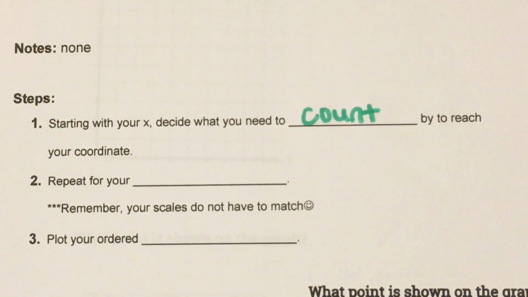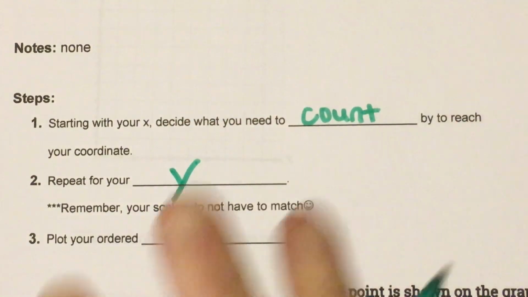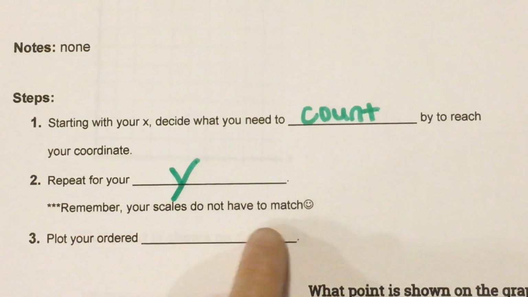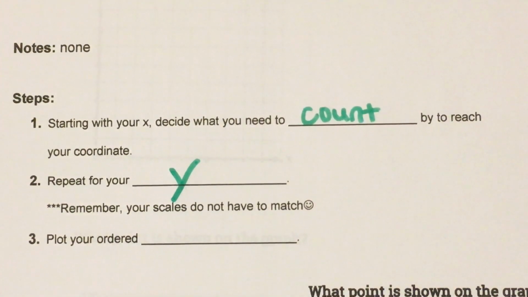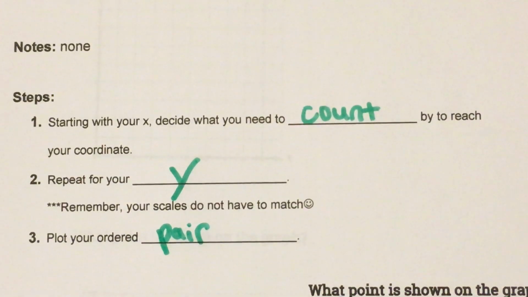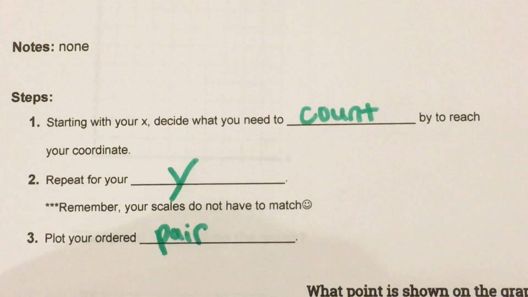Once you do this to the x, you're going to repeat for your y. You're going to do the exact same thing, decide what you're going to count by for your y. And I did put, remember here, your scales don't need to match, so that's why we do them separately. After you've done that, then you're just going to plot your ordered pair. Okay, so I'm going to jump right in and get started. What does this actually look like?